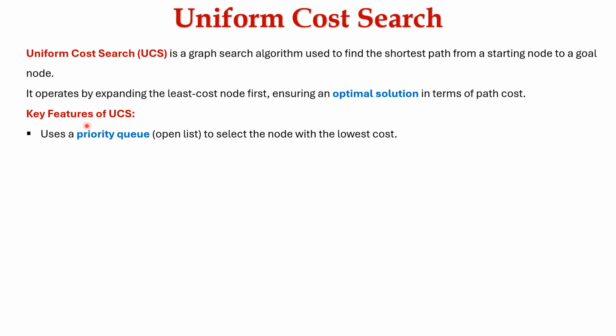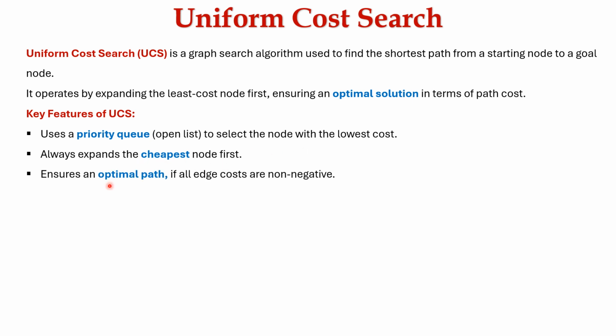Key features are it uses the priority queue to select the node with the lowest cost. It always expands the cheapest node first. It ensures the optimal path if all edge costs are non-negative. It is similar to Dijkstra's algorithm, but it focuses on goal-directed search.